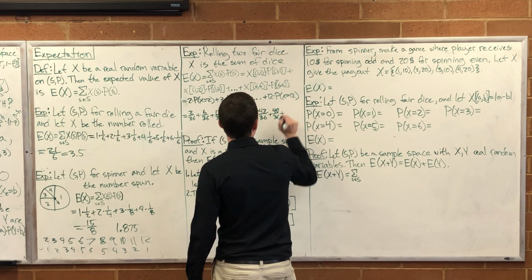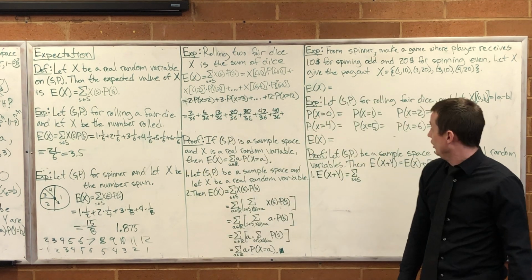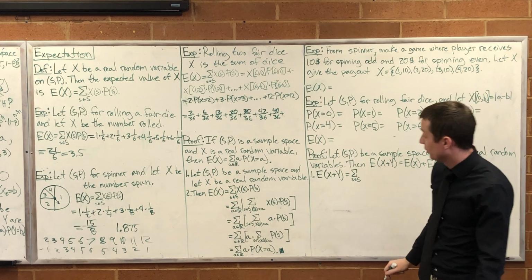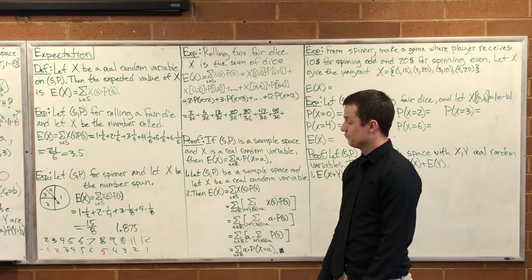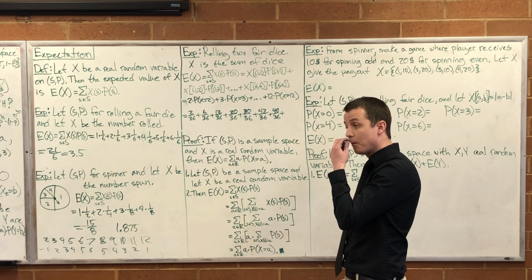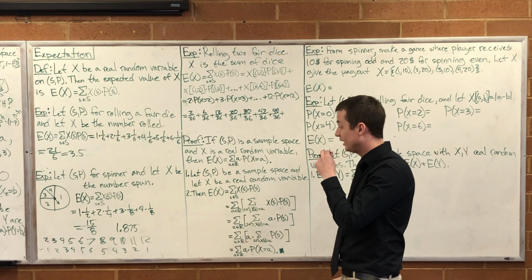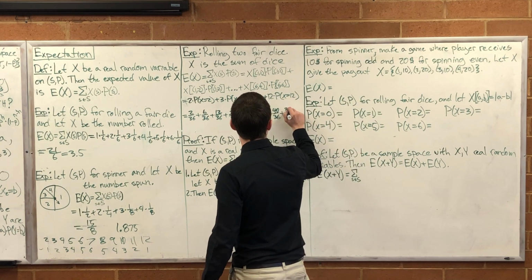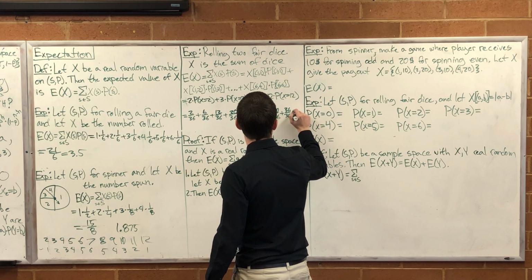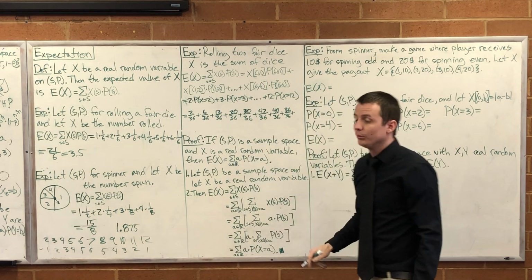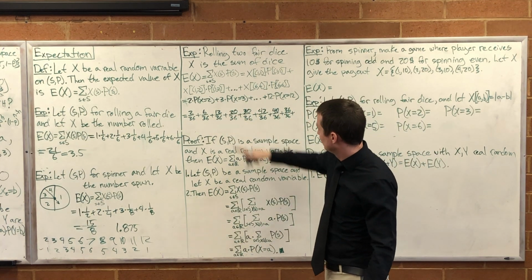Wait, it's going back down. Plus, let's see, are we on 9 now? What's the probability I roll a 9? 4 over 36, times 9, that's 36 over 36. Okay, but they're not matching up, and you're saying that they're the same now. Well, now we're calculating this.